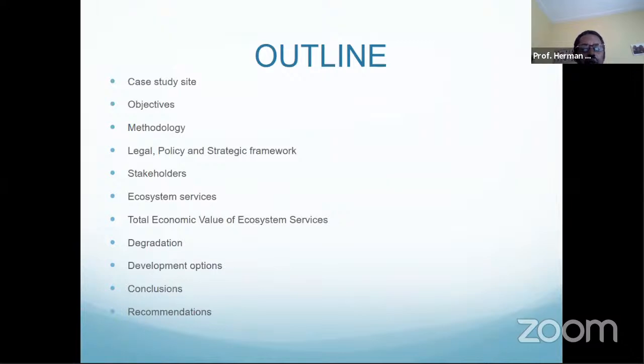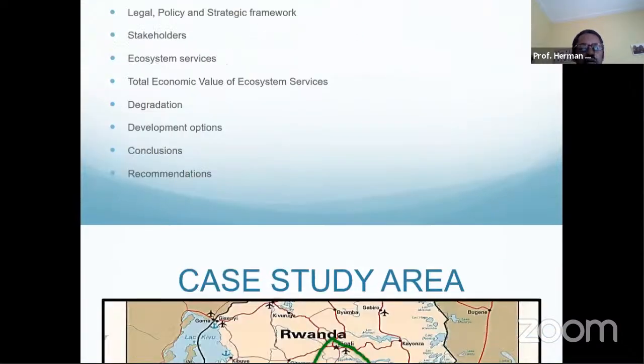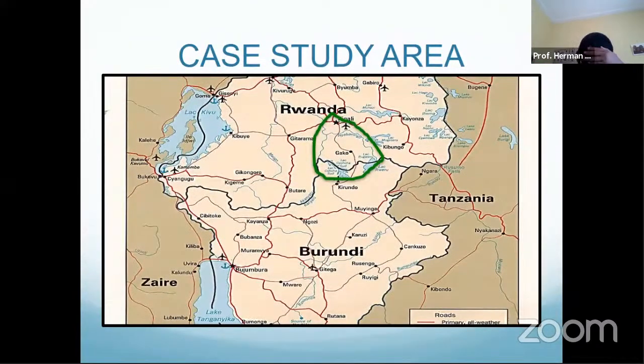Given the time, I'll not spend a lot of time on each. We shall concentrate on the major issues that are of interest to this forum and to colleagues who are present. These are wetlands complex straddling Rwanda and Burundi. For those who are a little familiar with the area, I should make it clear that it is not Rweru Mugesera. Rweru Mugesera is one of the sub-basins based in Rwanda, but the complex involves Lake Rweru, Lake Kyohoha, and also the geographical zone called Bugesera in both Burundi and Rwanda.